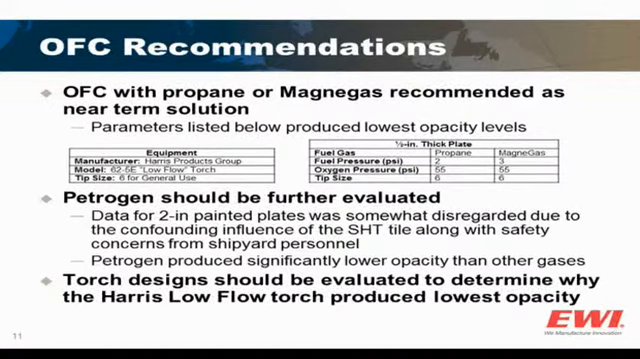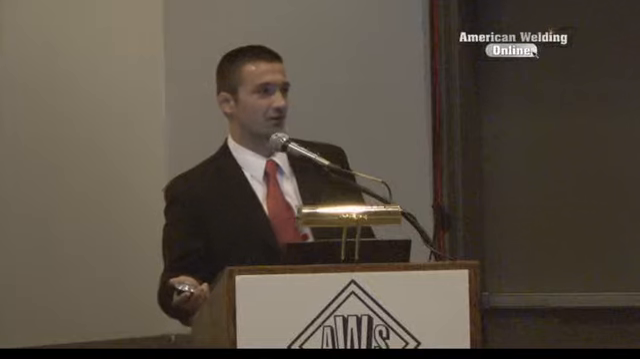What else is there? So the torch design: what we found was that the Harris has a low flow torch, and the low flow torch was shown to produce the lowest opacity, and we need to figure out why it produces the lowest opacity.